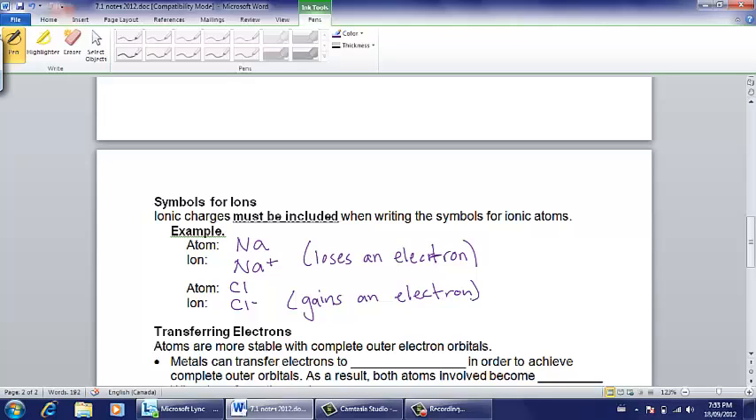It's really important to write the charge on the ions because the charge is how we distinguish the ion from the atom. The ion may only be different from the atom by just an electron or two, but it can be very different in properties from that of the atom.